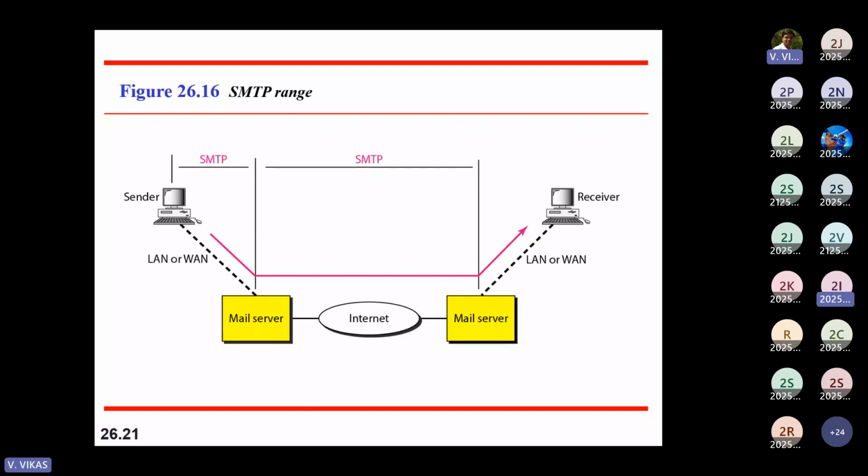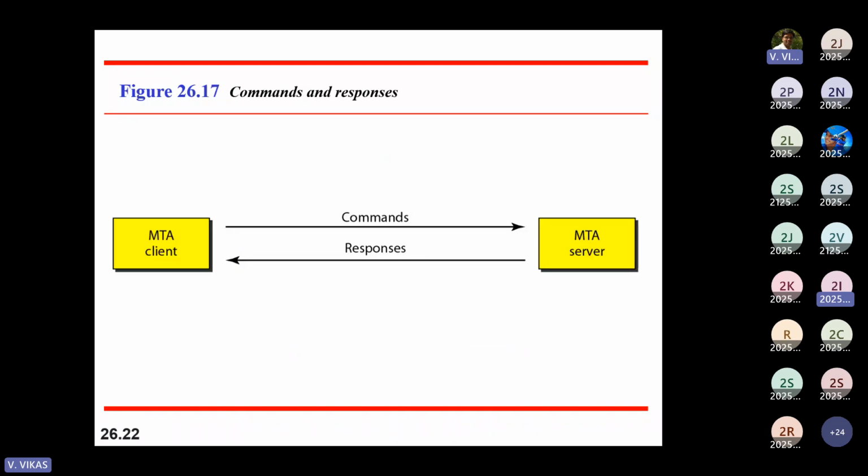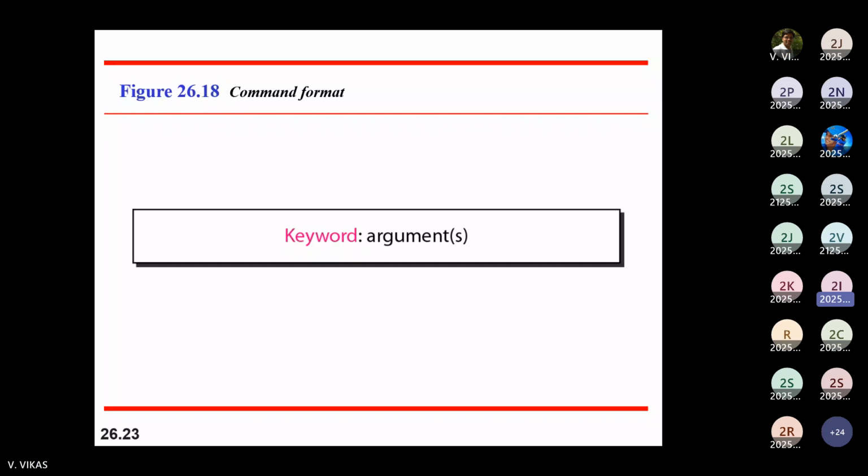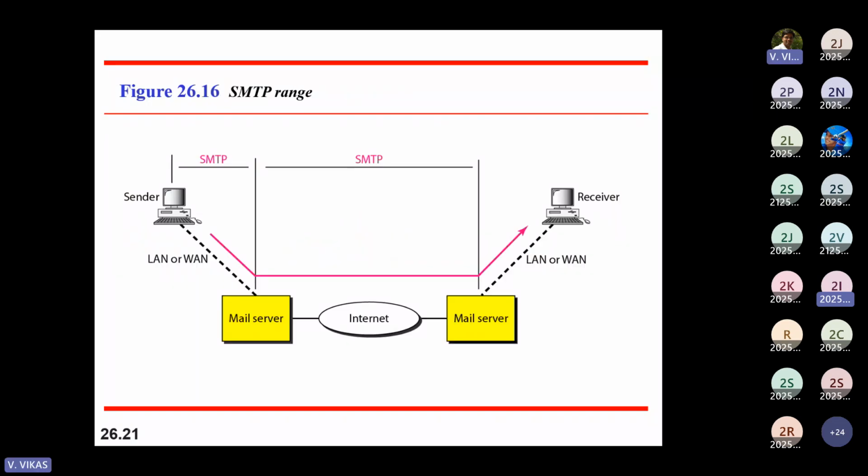Then we said we have SMTP, right? Simple Mail Transfer Protocol. So Simple Mail Transfer Protocol works from the sender to the sender's mail server to the receiver's mail server, and on this side we are going to have POP3. Basically from the receiver's server to the receiver, we are going to have POP3 or IMAP, which will be taking care. Okay.